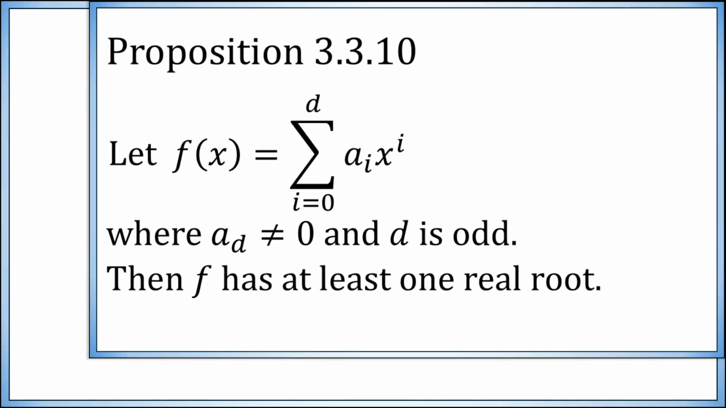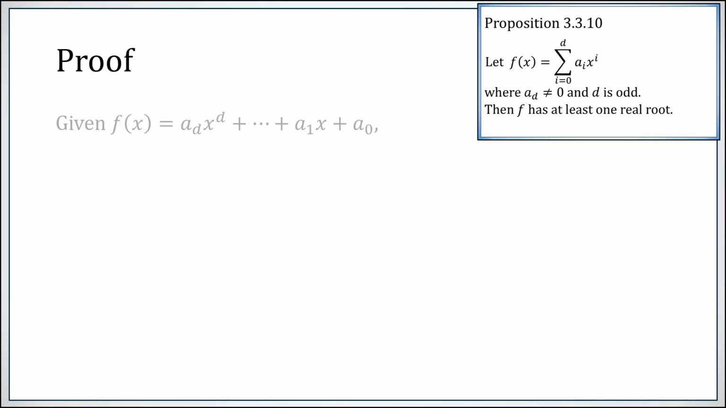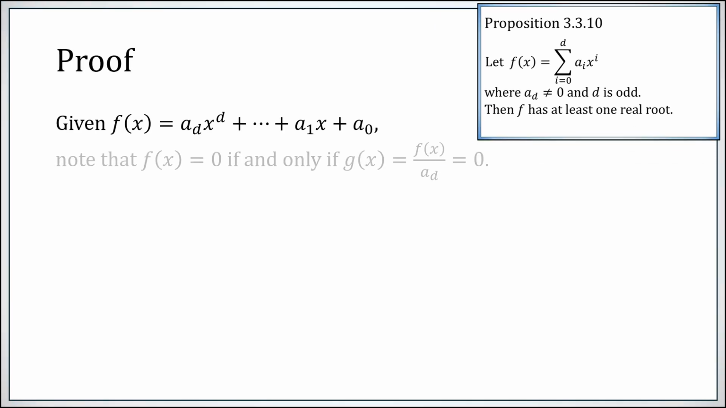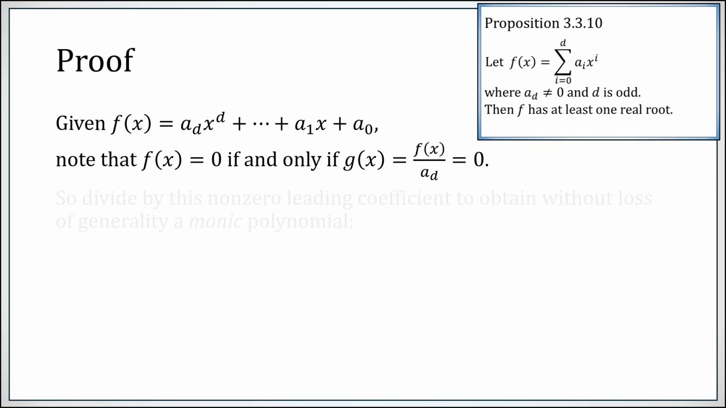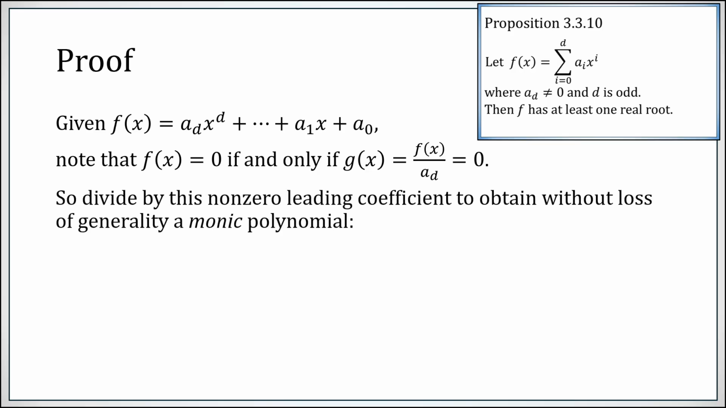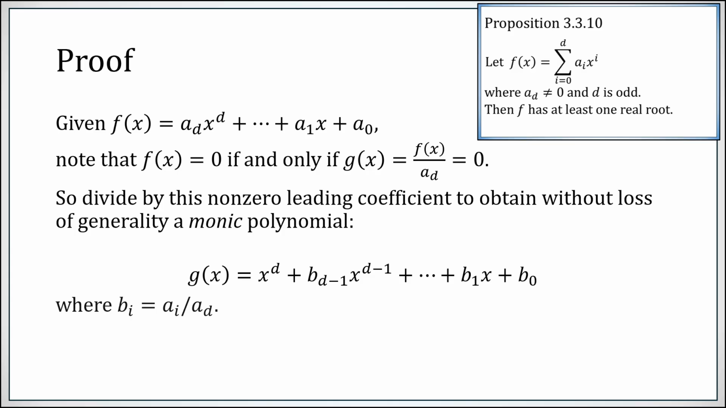We begin the proof. So suppose you have such a polynomial. Note that f of x is equal to 0 if and only if dividing by the leading coefficient is still a root, because we have assumed that this leading coefficient is not 0. So without loss of generality, we're just going to pass to a monic polynomial, a polynomial of odd degree where the leading coefficient is 1. We haven't changed any of our results, and this is just going to be a bit of a convenience.